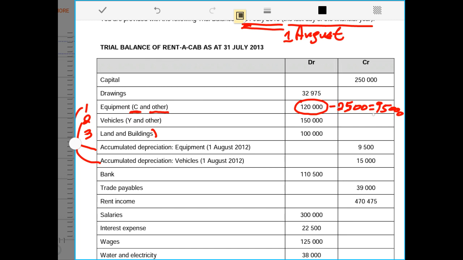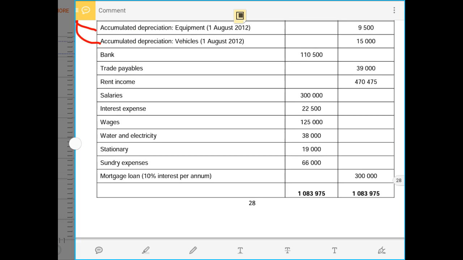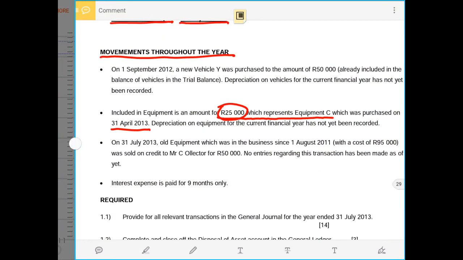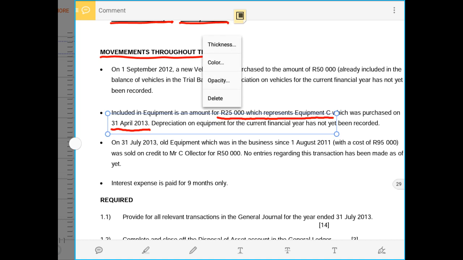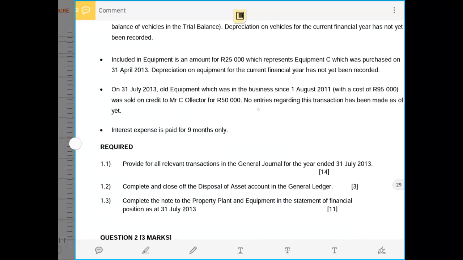Therefore, the opening balance of equipment in the beginning of the year will be an amount of 95,000 rands, excluding the 25,000 cost of equipment that was acquired by the end of the month of April in the year 2013. So now we'll also account for that when we do the ledger account for equipment, and also account for the depreciation only for 3 months when we do the depreciation in this transaction.